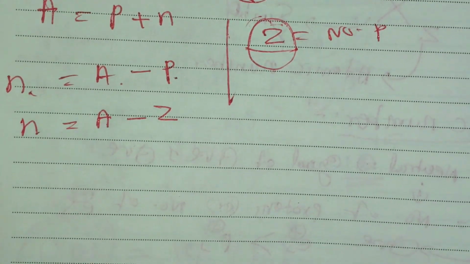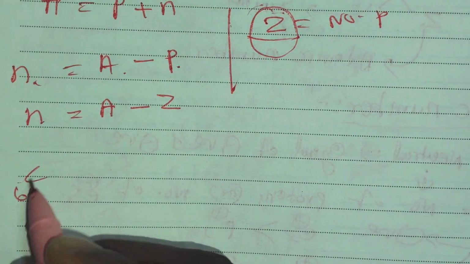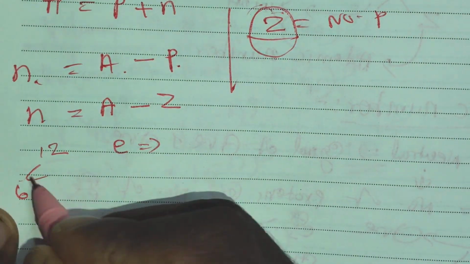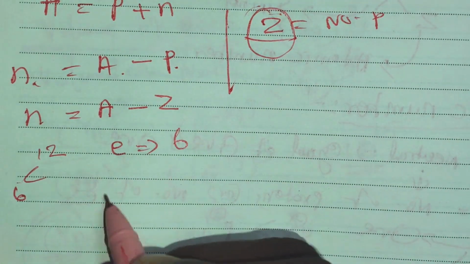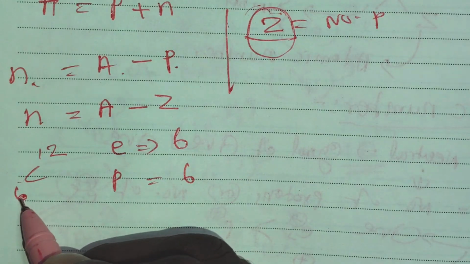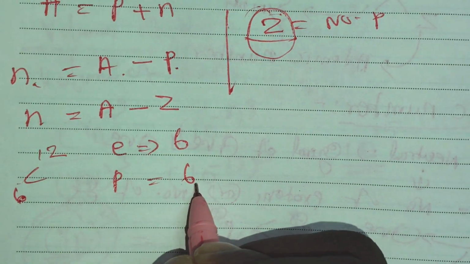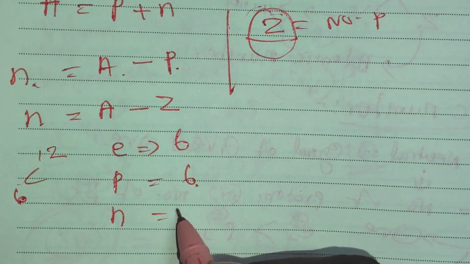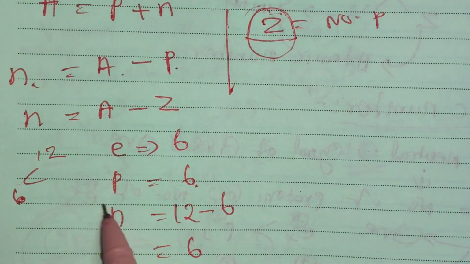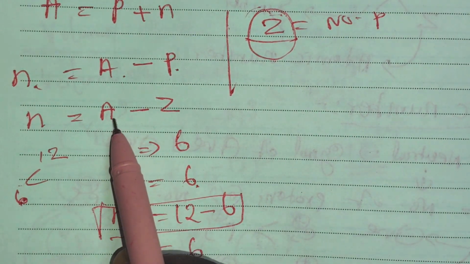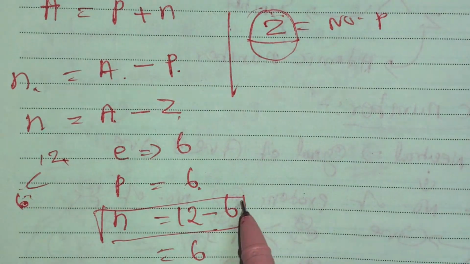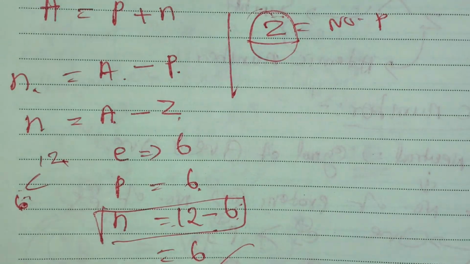For example, see carbon, atomic number 6, mass number 12. The electrons here are 6, because it is a neutral species, and the protons are also 6, because protons, whether ions or neutral, are equal to the atomic number. And neutron is 12 minus 6, that is also 6. The neutron formula is mass number minus atomic number. Here the mass number is 12 and the atomic number is 6, so 12 minus 6 is 6. That is the answer.